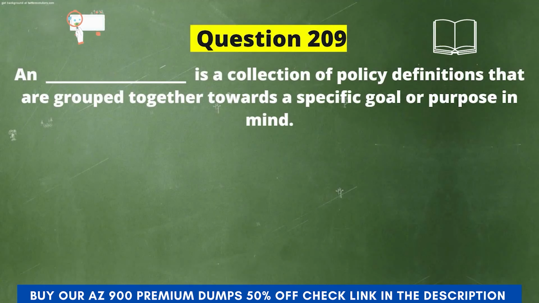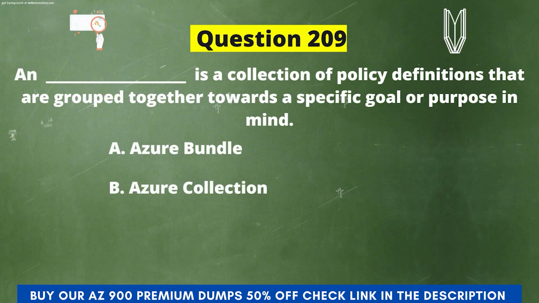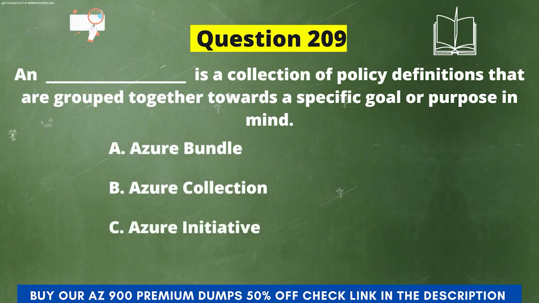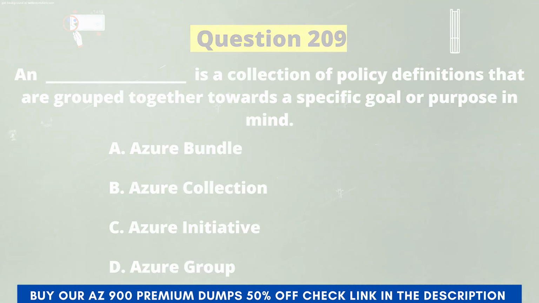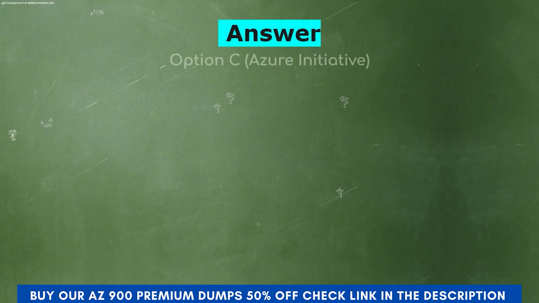Next question. An dash is a collection of policy definitions that are grouped together towards a specific goal or purpose in mind. And the options are A. Azure Bundle, B. Azure Collection, C. Azure Initiative, D. Azure Group. And the correct answer is option C.